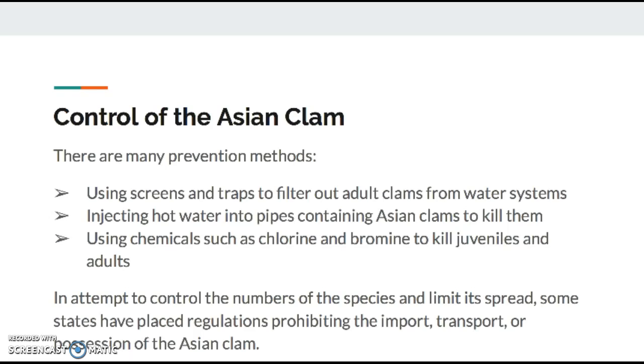There are many prevention methods to control the Asian clam. You can use screens and traps to filter out adult clams from water systems. You can inject hot water into pipes containing Asian clams to kill them, and you can also use chemicals such as chlorine and bromine to kill juveniles and adults. In an attempt to control the numbers of the species and limit its spread, some states have placed regulations prohibiting the import, transport, or possession of the Asian clam.